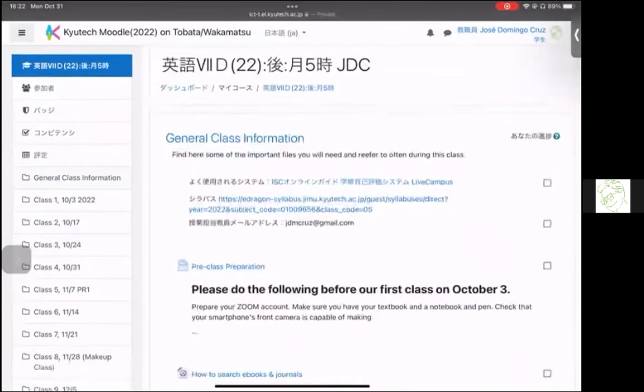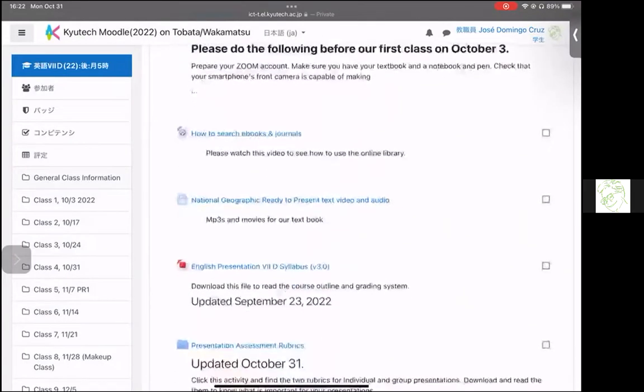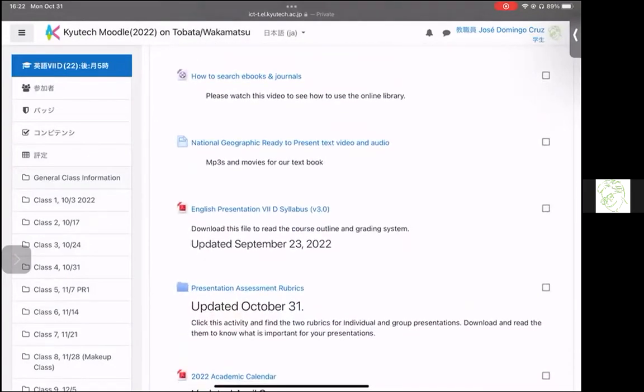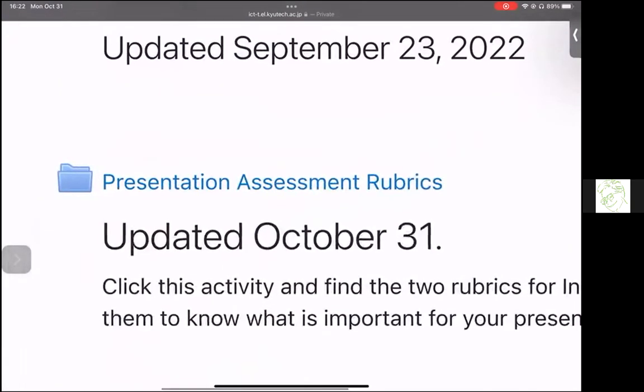The screen is showing you the Moodle for this week, but I want to begin with the area at the very top called General Class Information, because I've upgraded some information there that's very important for your presentation. Remember, your presentation is next week. It's right here on our Moodle, Presentation Assessment Rubrics. I upgraded that just this morning. I want to make sure you know about this, because this is what I'm looking for in your presentation.